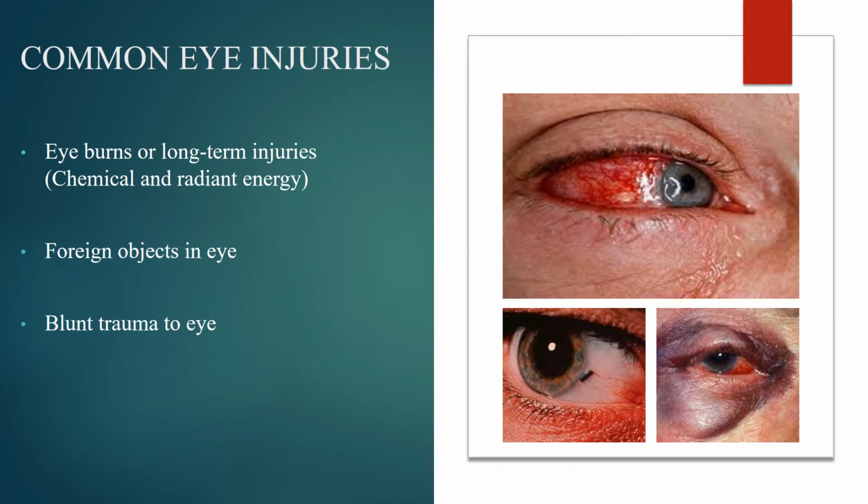There are many common eye injuries. Eye burns often occur from chemicals or radiant energy penetrating defective welding helmets or cracked lenses. Some injuries can be caused by long-term exposure. Other common injuries include foreign objects that get into the eye and blunt trauma caused either by objects or falling into obstructions.